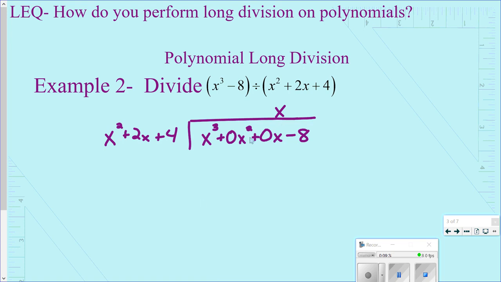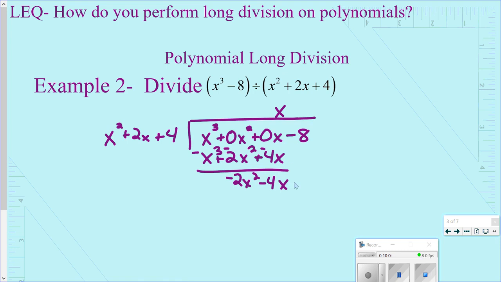So x then is being multiplied by all three of these terms. So x times x squared is x cubed, x times 2x is 2x squared, and x times 4 is 4x. Remember, we're subtracting, so we're going to change all of these signs. So they're going to become negative. So then I have 0x squared minus 2x squared, which is negative 2x squared, and 0x minus 4x is negative 4x.